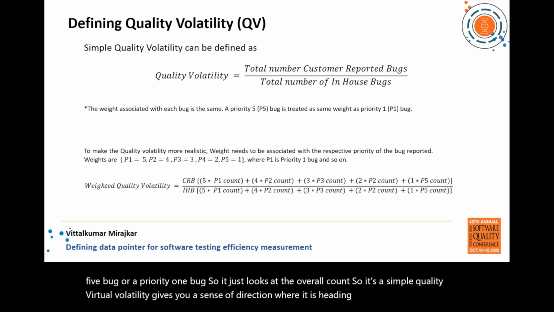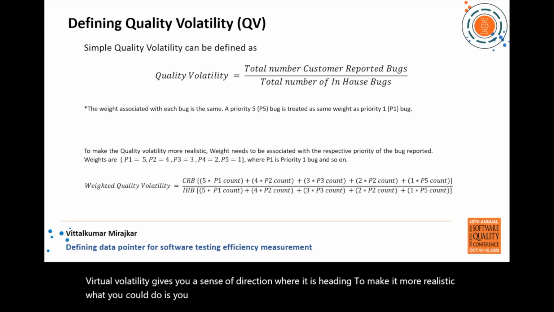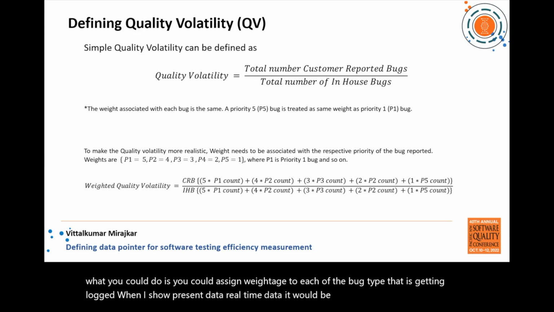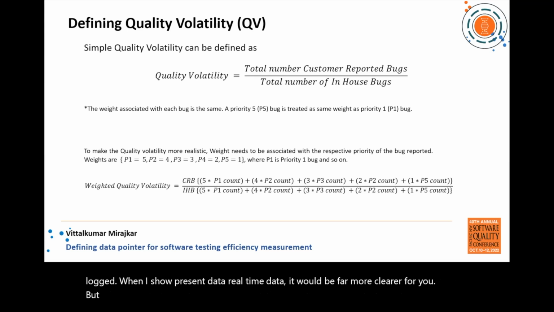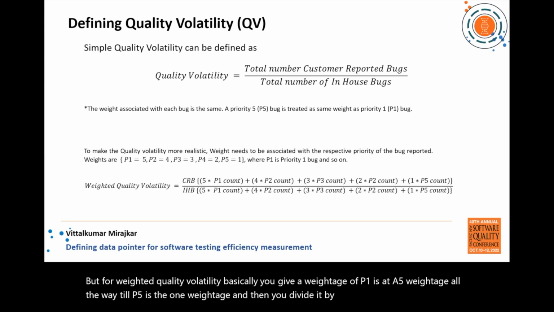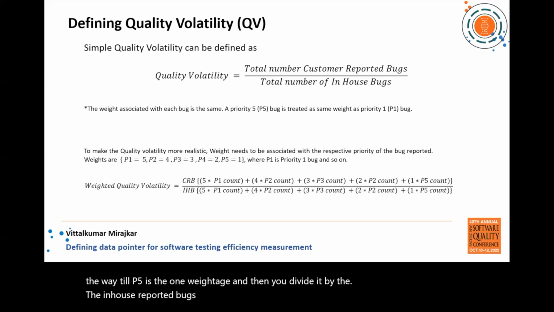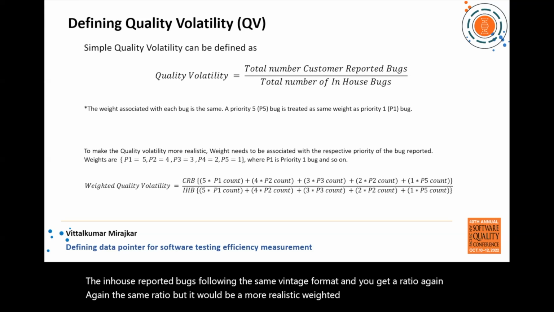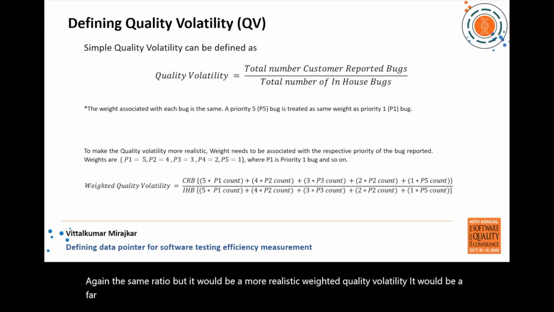To make it more realistic, what you could do is assign a weightage to each bug type that is getting logged. When I present real-time data, it would be far clearer for you. For weighted quality volatility, you give P1 a weightage of 5, all the way till P5 at a weightage of 1, and then you divide it by the in-house reported bugs following the same weightage format, and you get a ratio again, the same ratio, but a more realistic weighted quality volatility. It would be a far deeper, two-step analysis of this.